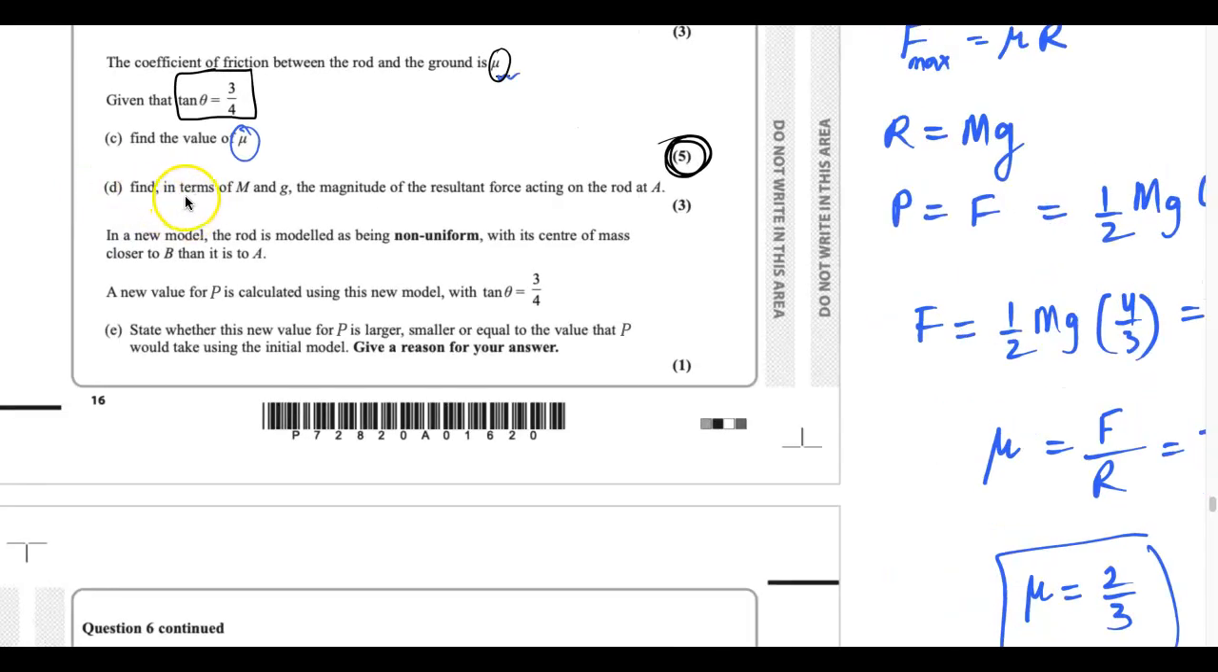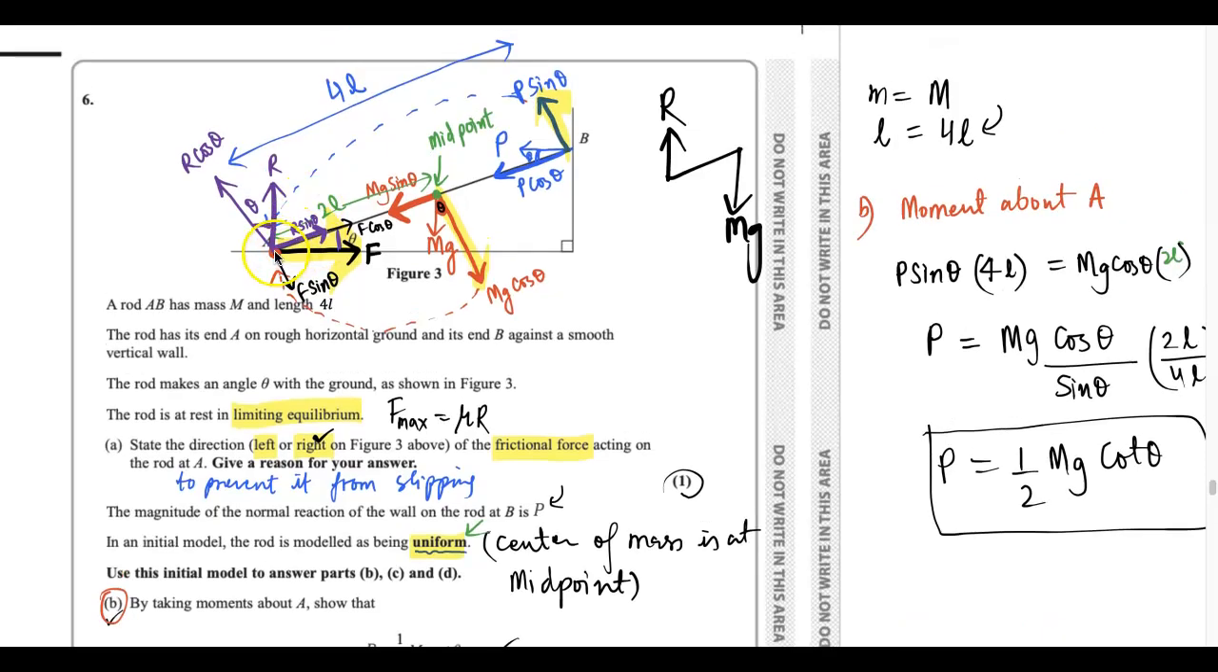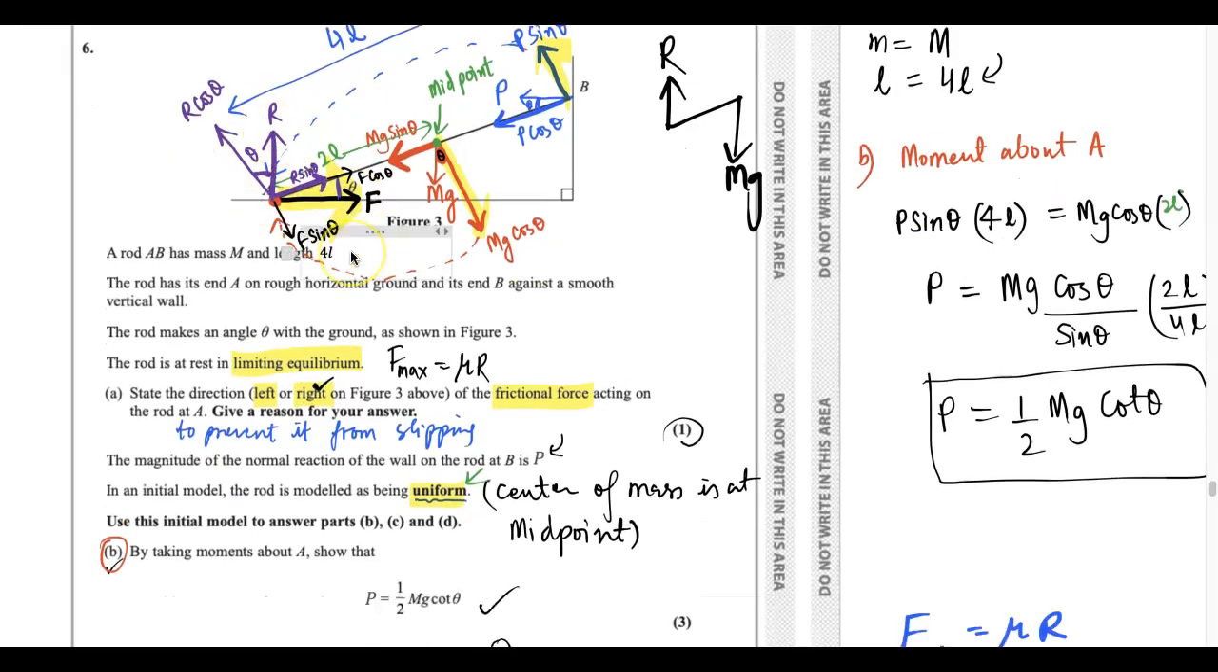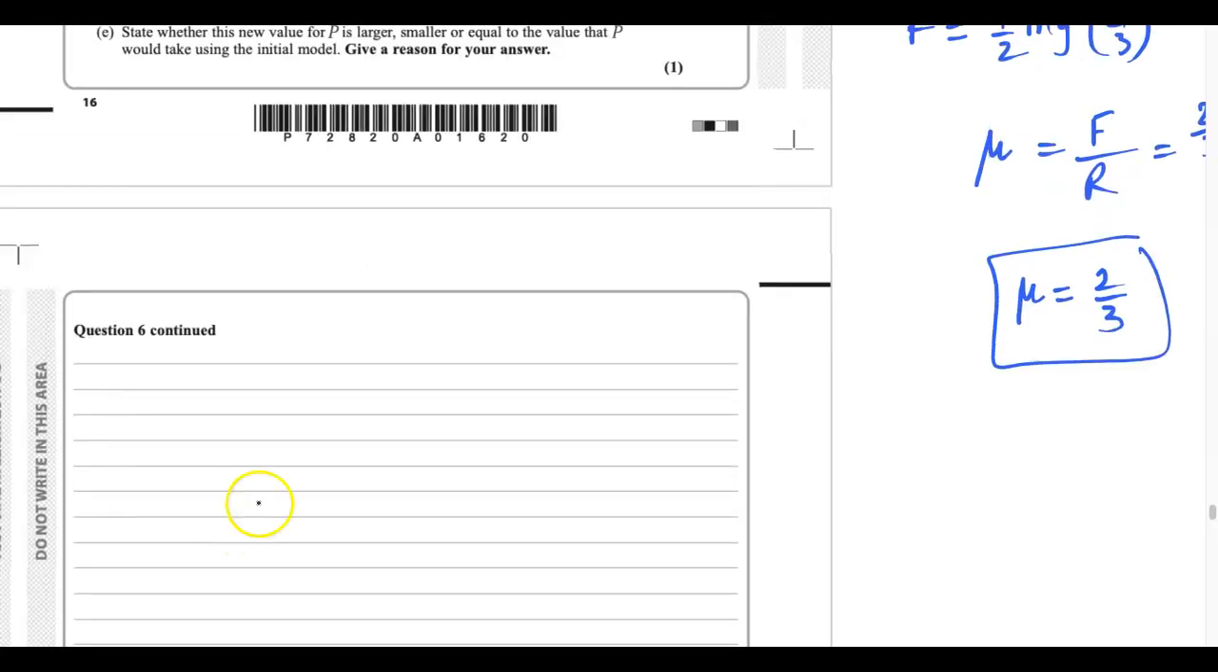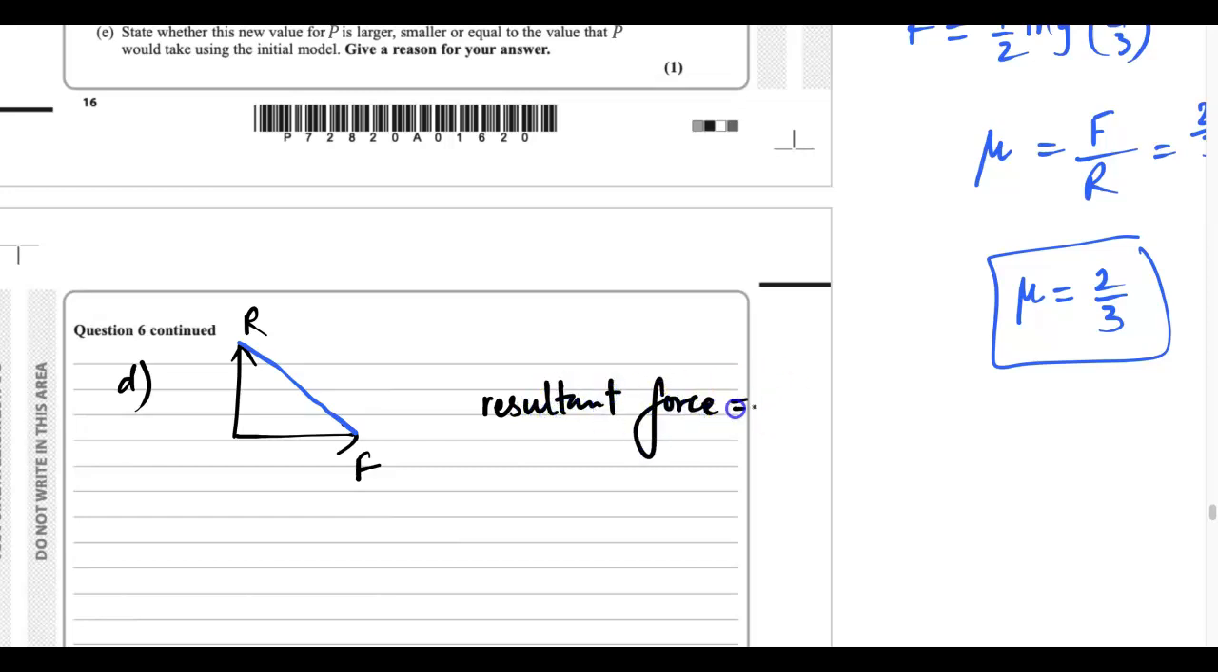So over here, find in terms of M and G the magnitude of the resultant force acting at A on the rod. So we have just two forces acting on the rod, R and F. So let's draw it. It is asking about the resultant. I hope you'll be understanding. This is R and that's F. So the resultant force will be the square root of R squared plus F squared, correct?